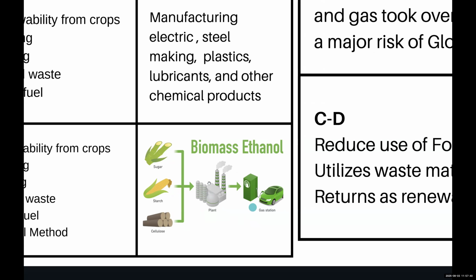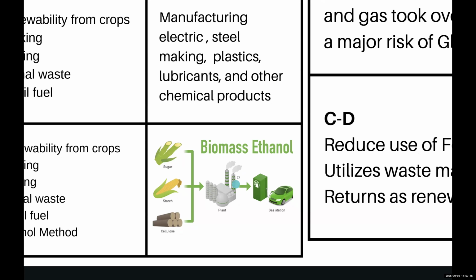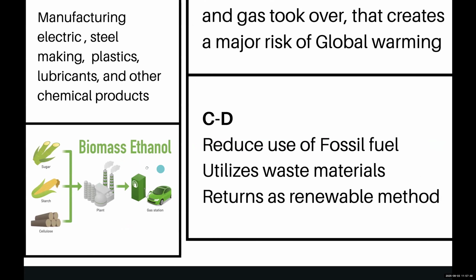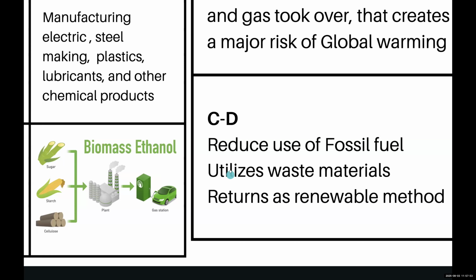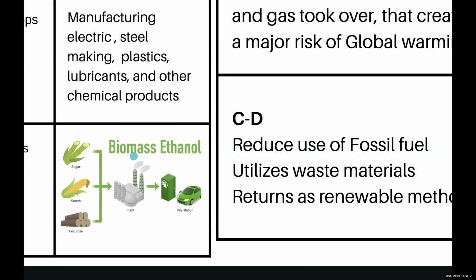So they go to a company and refurbish again using this method without even using fossil fuel at all. So what happens in C and D is it reduces fossil fuel, utilizes the waste material, and the new version of the renewable method has returned. It's a very smart way, and they cycle back again like this, without even affecting the global one. It's really smart.